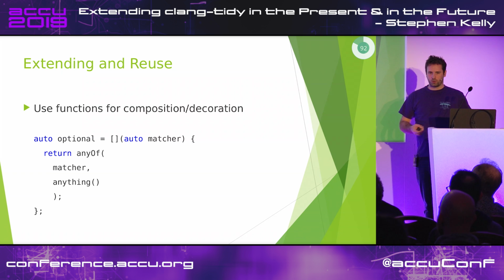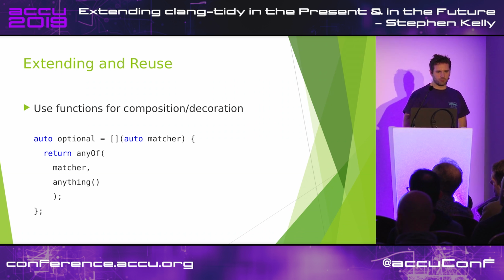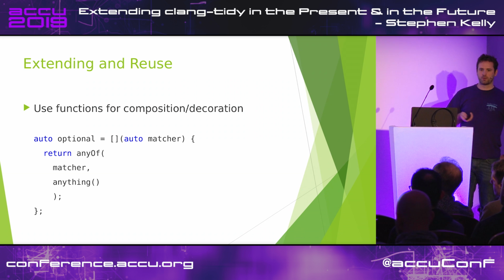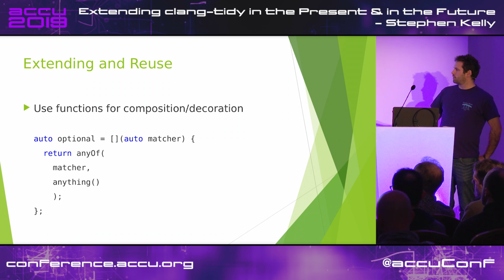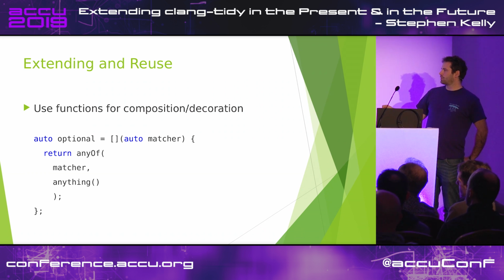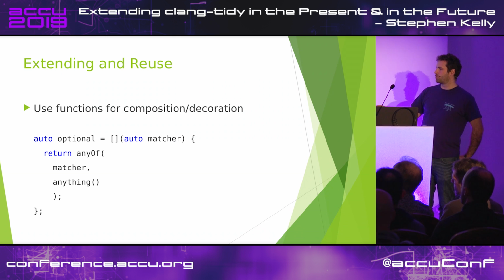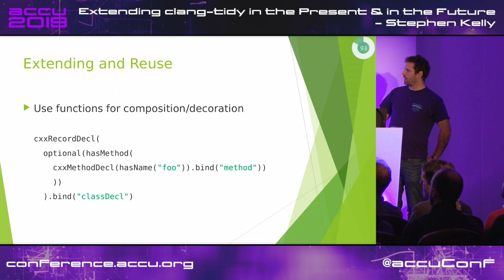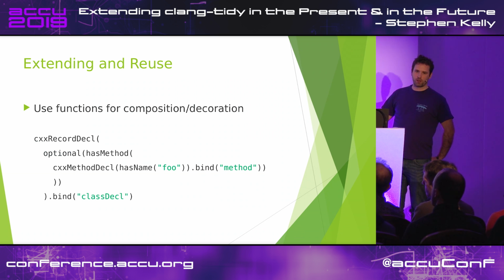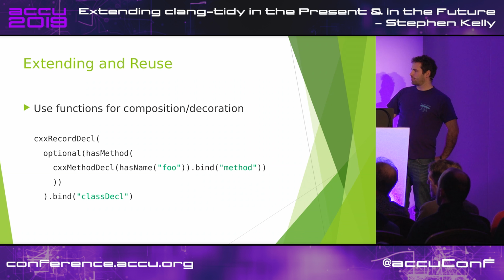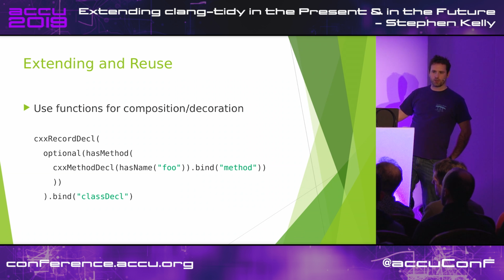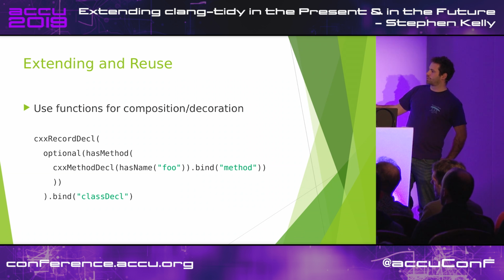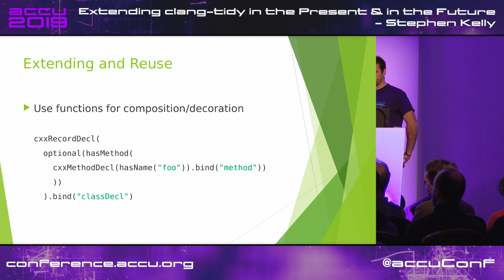But another thing I can do is I can create my own matchers just using a lambda syntax like this. So optional takes a matcher and it puts it into an anyOf together with anything. And that means that I can just use it in my regular matcher code. So I have a record decl which optionally has method of name foo and binds that, and otherwise I just bind my class. So optional is quite a useful utility to have in your tool belt.